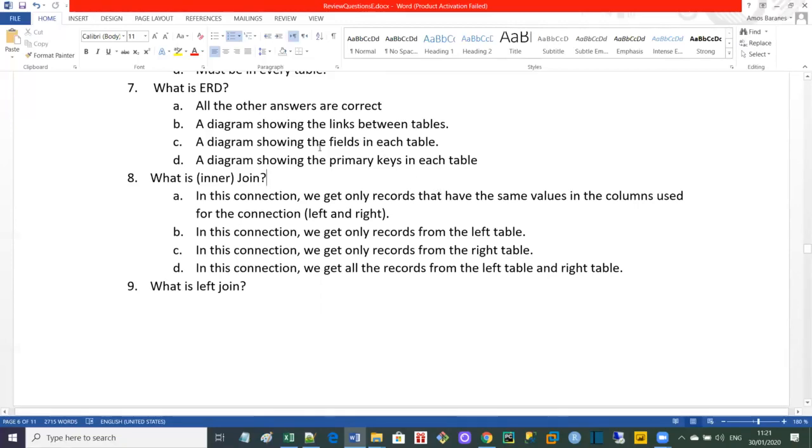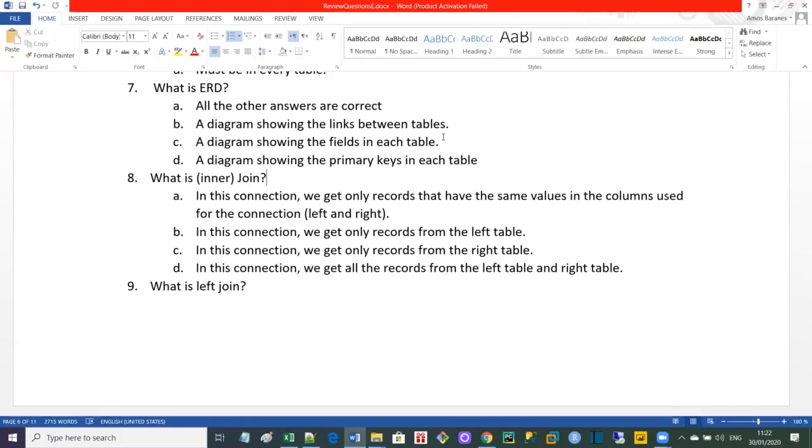So B, showing the links between tables, is correct. The diagram showing fields in each table: if you recall, in the diagram we saw that in every table we see all the columns that we have, and one of them is the primary key. We have a little key next to the primary key to identify it. I even mentioned many times, when you do the link, click on that key first and then drag it to the fact table to connect it.